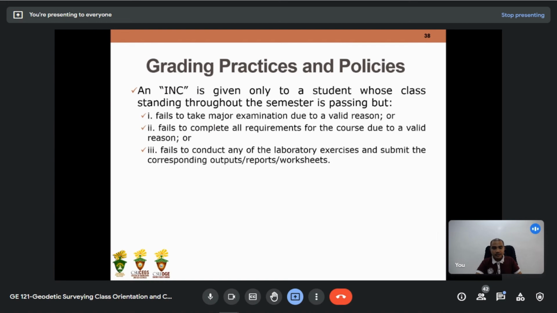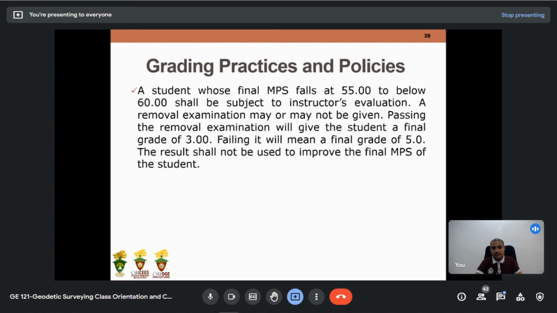No? Pag tanaw nato niya sa ato ang grading system kung pila ang percentage sa pass, fail o conditional. So, a student whose final mean percentage score falls at 55 and below 60 shall be subject to instructor's evaluation. So, mao ni akong gitawag nga conditional. Kung moabot mo 55 to 60, no, i-assess ni instructor or evaluate ni instructor if tagaan ba mo og removal or dili na, no?